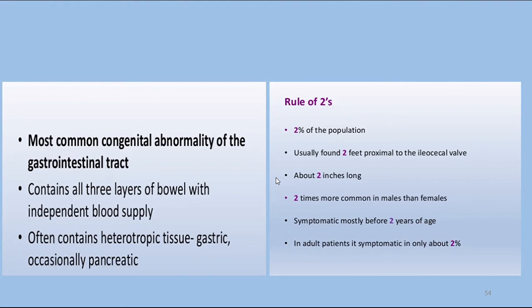It becomes symptomatic only before 2 years of age, mostly before 2 years of age. And in adult patients, it is symptomatic in only about 2% of the time. So that's your rule of twos for the Meckel's diverticulum.